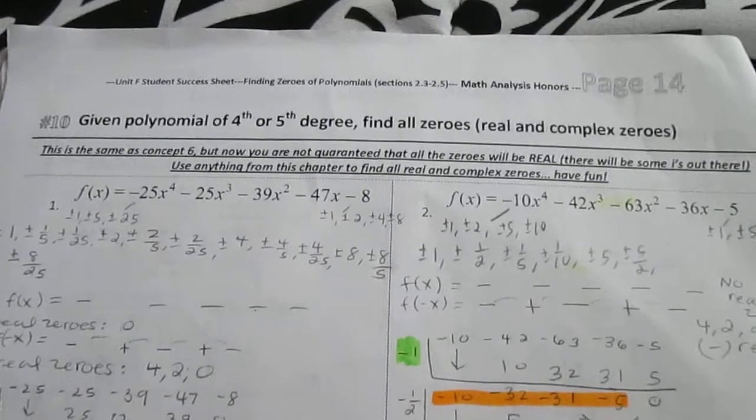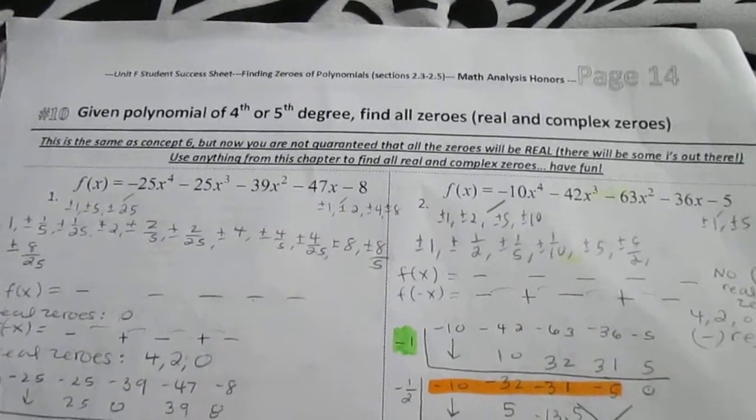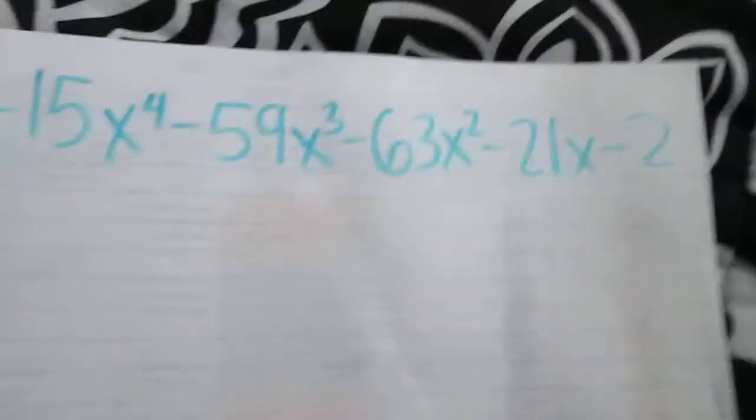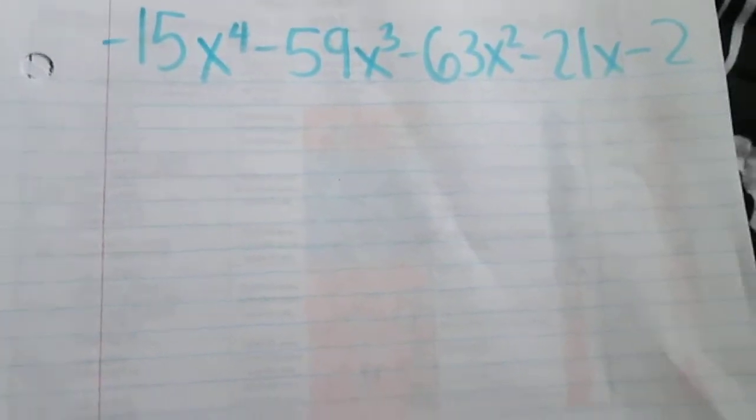Concept 10, we are given a polynomial of a fourth or fifth degree, and we need to find all the zeros, both real and imaginary. So this is our equation, and the first thing we need to do is the rational root theorem.